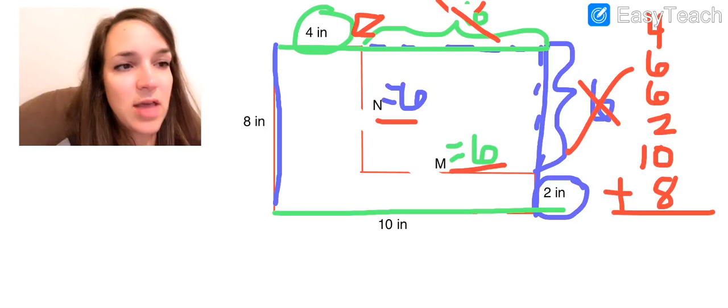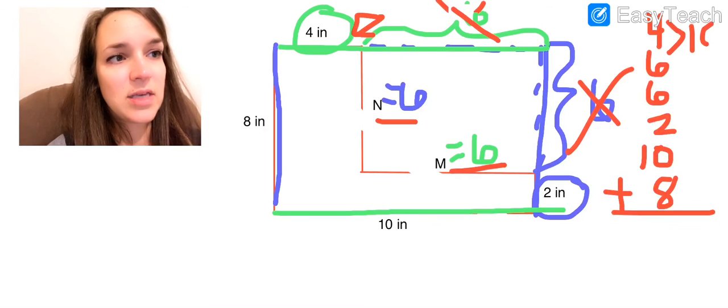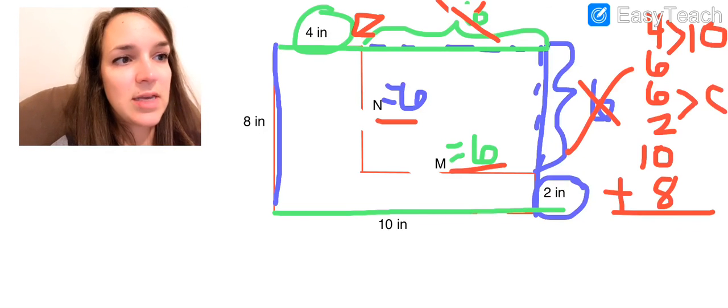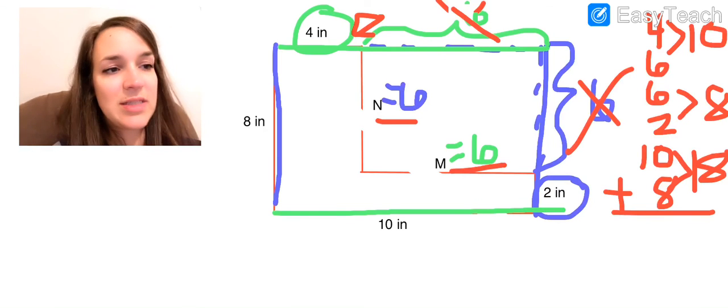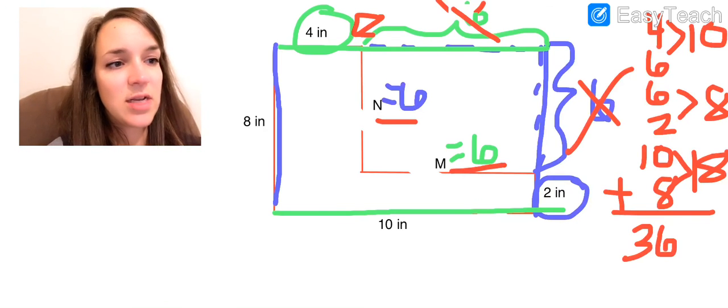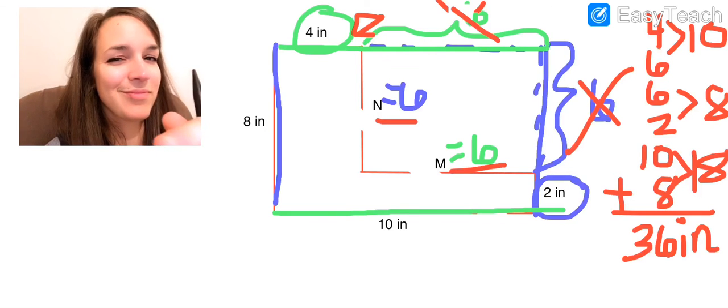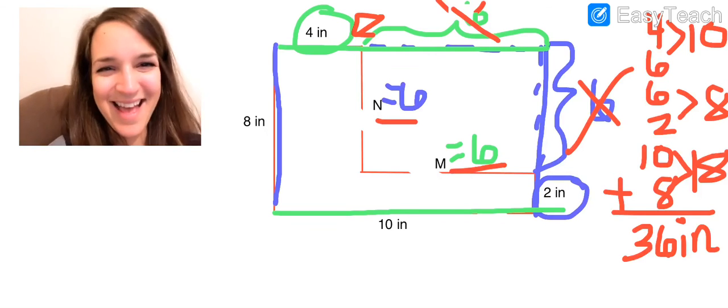So let's add all those together. 4 plus 6 is 10, 6 plus 2 is 8, 10 plus 8 is 18. So that's 18 plus 18, which is going to give me 36 inches. Do we square it for perimeter? Very good. We don't. All right.